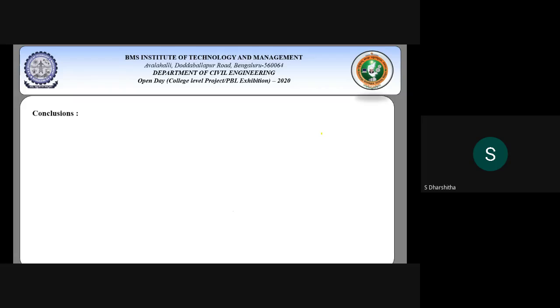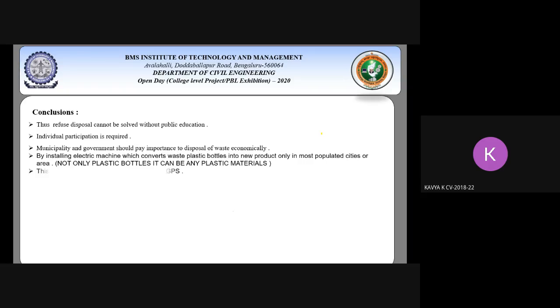As we know, many problems come when we manage solid waste. To overcome this, we should educate people about this issue, and individual participation is very important. Not only people, the government and municipality should also give importance to disposal of waste economically. Some methods to overcome solid waste are installing electric machines which convert plastic bottles into new products, but this can only be done in the most populated cities. The next slide will be explained by Darshita.